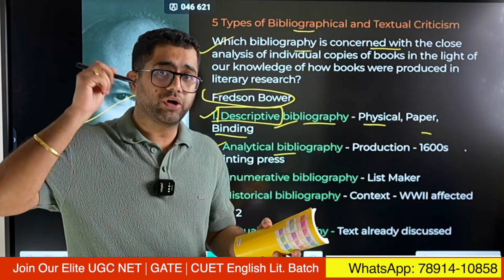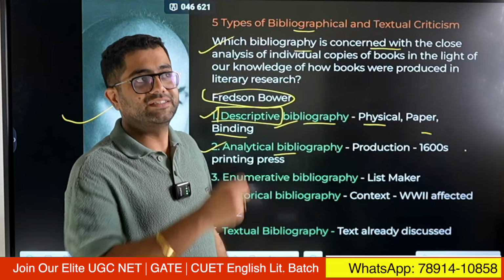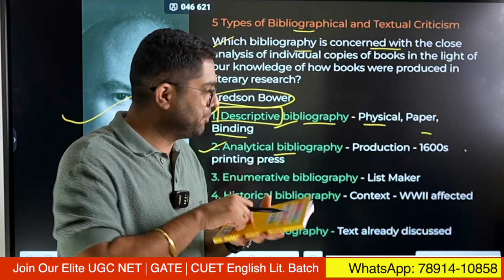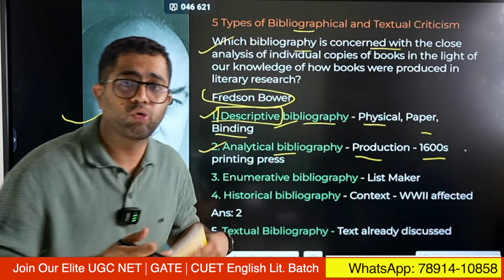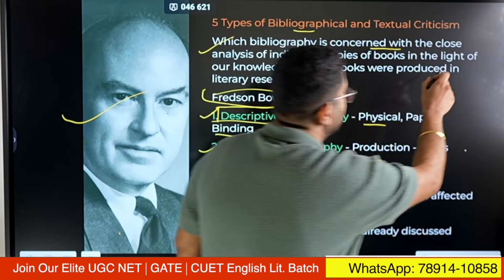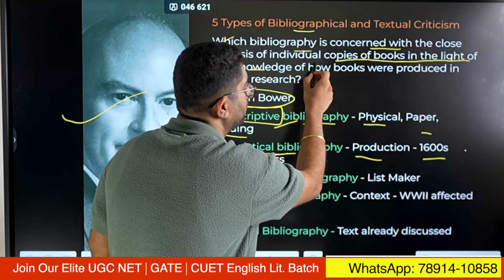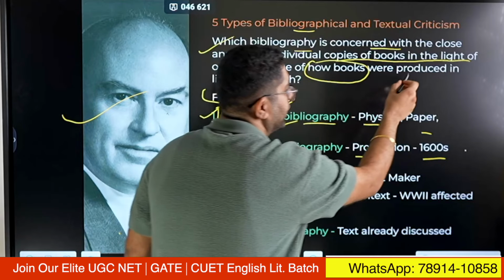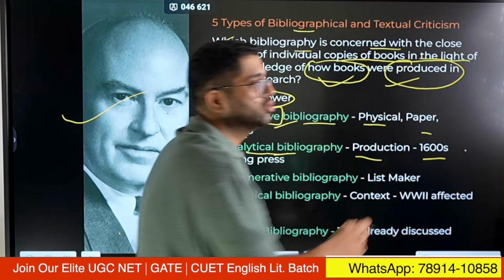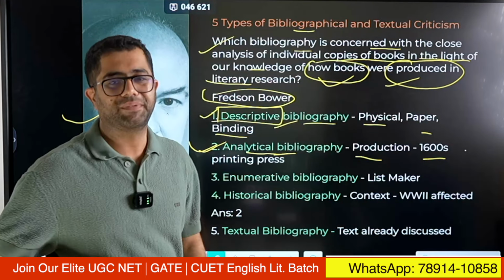When you are putting it at a specific period of time, how Shakespeare books used to look in the 17th century, in the 18th century, the production has changed. So at that period of time, how a book looked in the 1600s, that is analytical bibliography, and that is the question in the examination. Copies of books in the light of our knowledge of how books were produced, in literary research, how books were produced in that particular moment of time. So that is analytical bibliography.